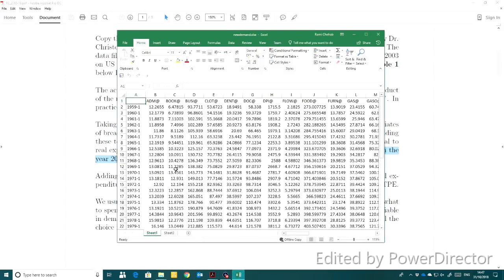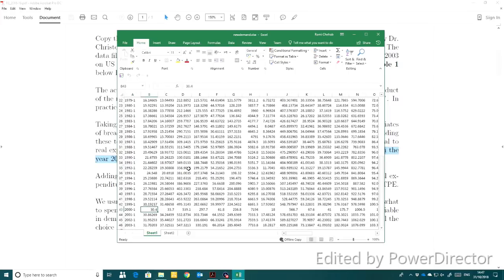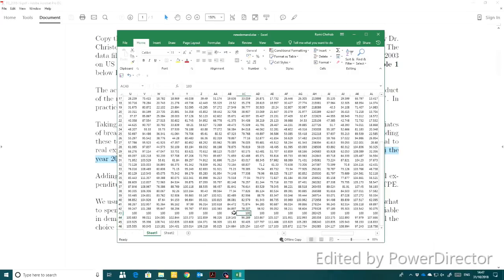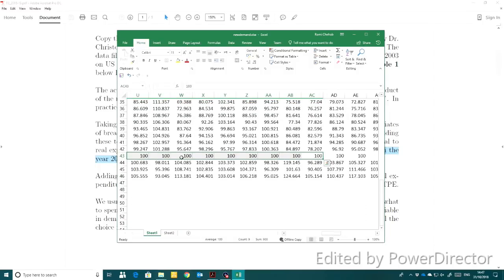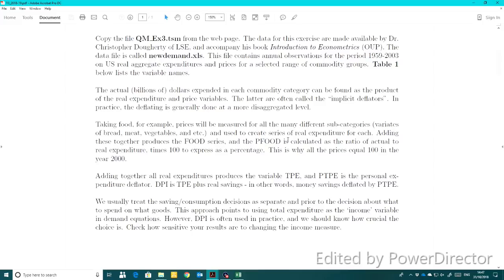If you look at the data set and we go down, we see that in year 2000, I'm talking about the P-food, not those other things, so it's going to be somewhere here. We will see that all of them are equal to 100. But where does this number come from? When we have P just next to the variable, this represents the P-food, or what is known as the ratio of actual to real expenditure.